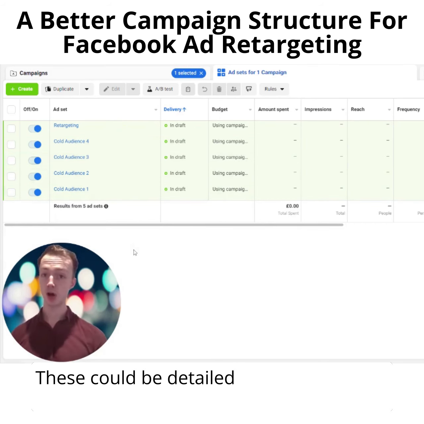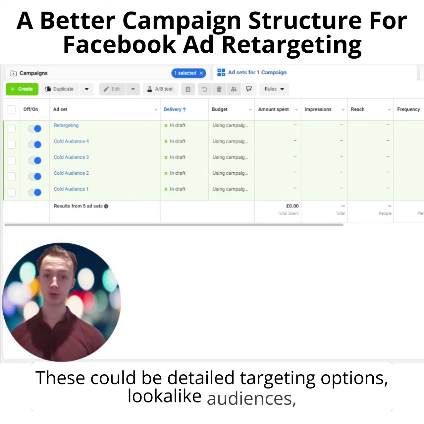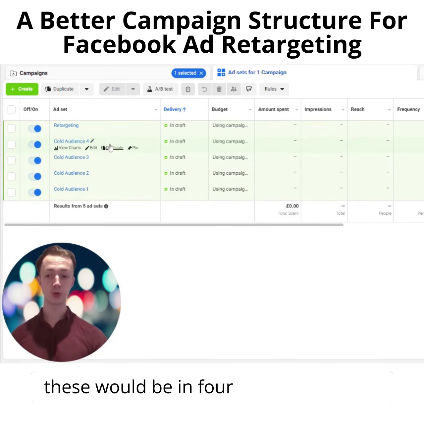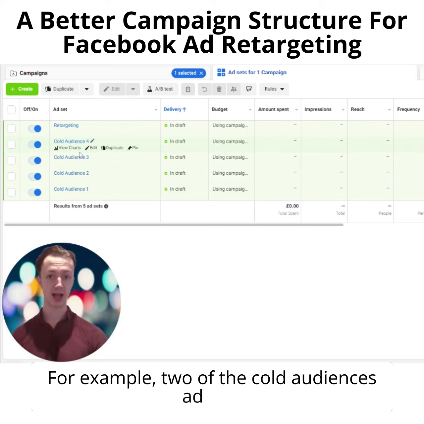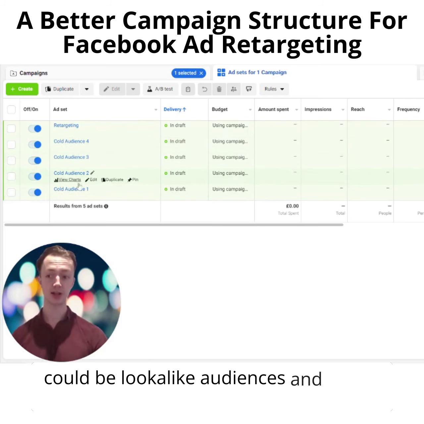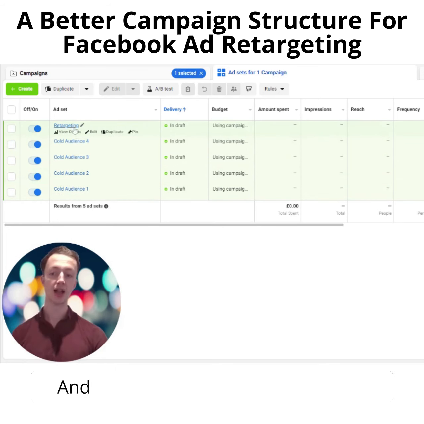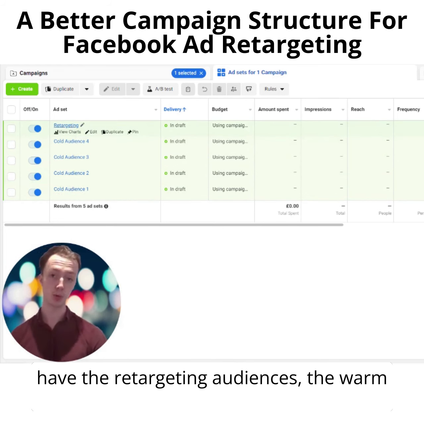These could be detailed targeting options, lookalike audiences, perhaps based on previous customers or website visitors. And these would be in 4 different ad sets. So, for example, 2 of the cold audience ad sets could be lookalike audiences, and 2 of the cold audience ad sets could be detailed targeting options. And then in the 5th ad set, we would have the retargeting audiences and the warm audiences.